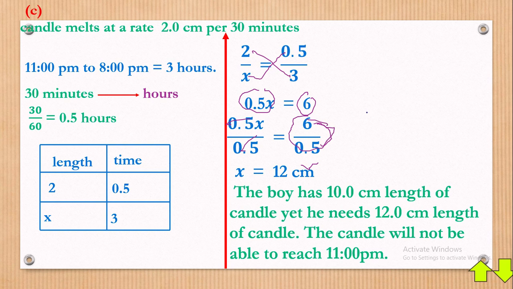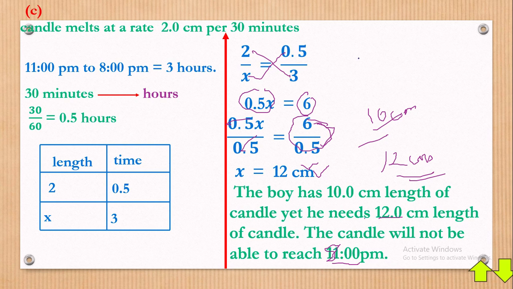And this boy is unlucky. Remember, the candle is 10 centimeters, yet the 3 hours he wants to read take 12 centimeters of the candle. Okay, sorry. So the boy has a 10 centimeter length of candle, yet he needs 12 centimeters. So the candle will not be able to reach 11 p.m., not even 11 p.m. but 8:00 p.m. in simple terms.